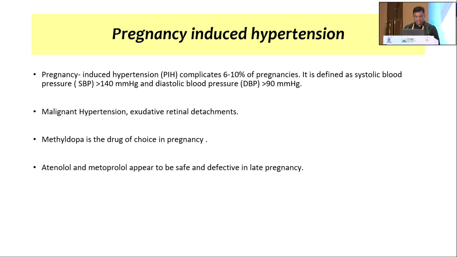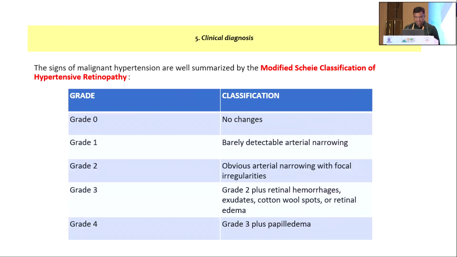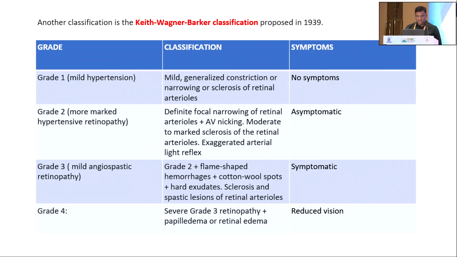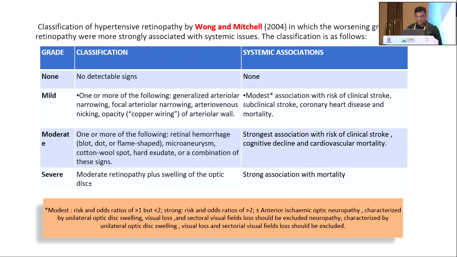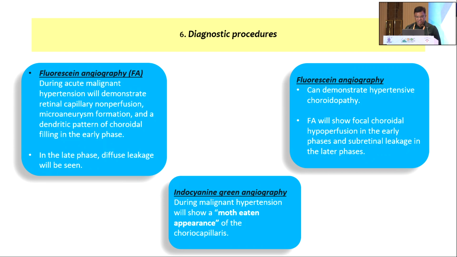A very important part of hypertension is also seen in pregnancy, which is eclampsia of pregnancy. Symptoms include eye pain, headache, and reduced visual acuity. For clinical diagnosis, different classifications are given. Among the most commonly used is the Keith-Wagener classification. The recent Wong and Mitchell classification has advantages, and very recently optical coherence tomography uses subretinal fluid as a marker for its classification.